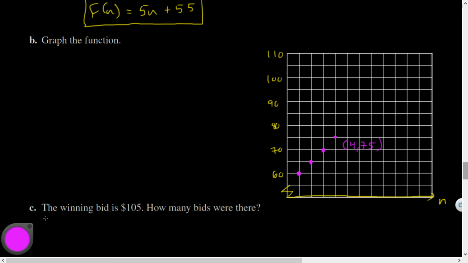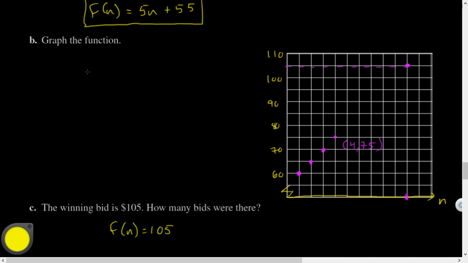Now it asks the question, the winning bid is 105. How many bids were there? Now, I could maybe continue this pattern, up 5 over 1, up 5 over 1, and so on, and I could predict that point and then try to figure out what number bid that was and count it down here. But I also have a function, and basically what they've said is the winning bid was 105, so that's f of some unknown n is 105.